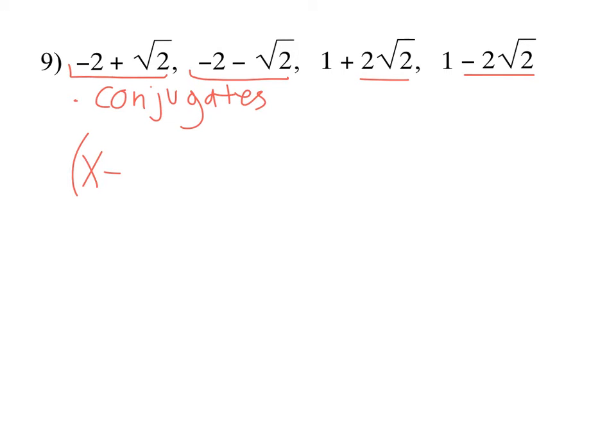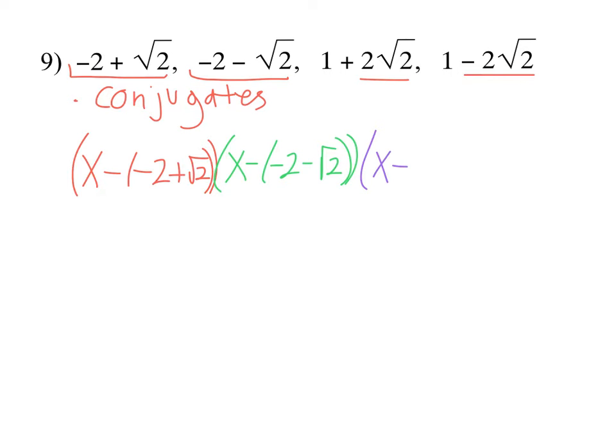we can treat this as, I'm going to use parentheses so I don't have to deal with changing negatives around. So negative 2 plus the square root of 2. We've got x minus negative 2 minus the square root of 2. This is going to be really ugly, but you're going to be done as soon as you write this down. We're going to have x minus 1 plus 2 square roots of 2, and x minus 1 minus 2 square roots of 2. And again, you're done at that point. You could multiply this out, but it's going to be a horrendously, terribly, awful answer.